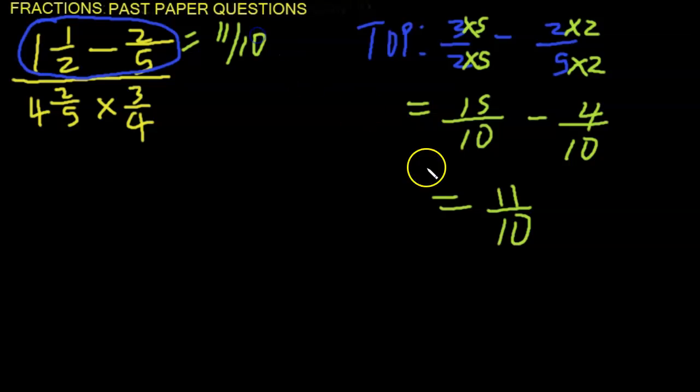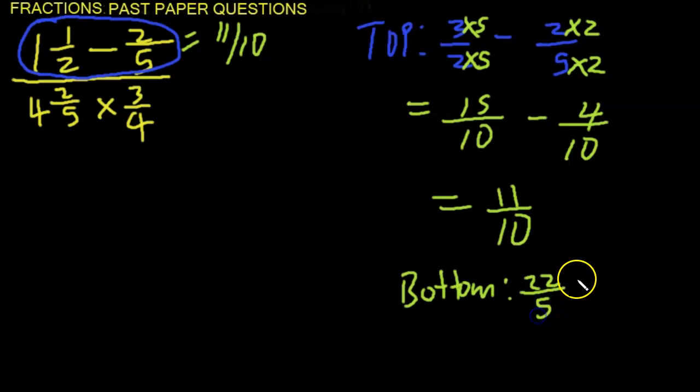That's everything at the top. Now the bottom, let's deal with that. Here we have 4 and 2/5. 5 times 4 is 20, and 2 makes 22 over 5. Times 3 over 4.